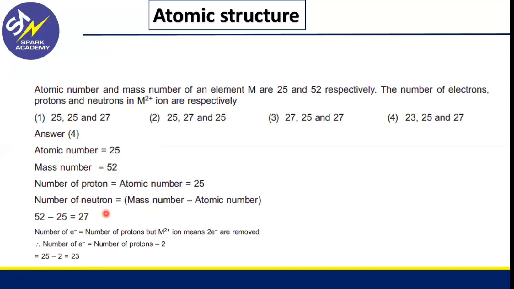Now what about electrons? It says M2 plus. If it was neutral, there would have been 25 electrons. Because it is 2 plus, that means 2 electrons are removed. So 25 minus 2, there will be 23 electrons. So the answer is 4. This would be the answer in this question.